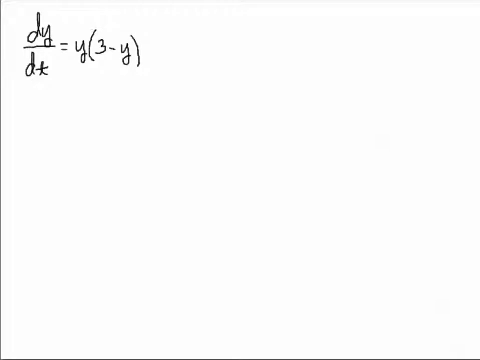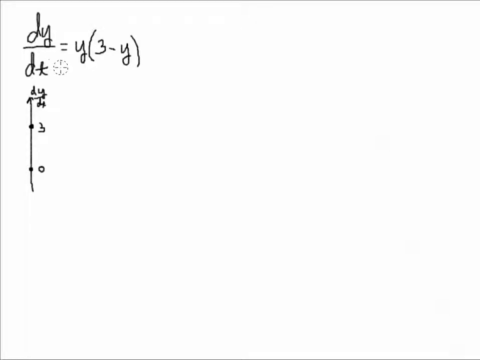Hello students, in this video we're going to construct the slope field, or sometimes it's known as a direction field, of the following ordinary differential equation. Alright, so first off, let's construct a sign chart, or sometimes people call this a number line. What I'm going to do here is analyze where dy/dt is positive and negative.